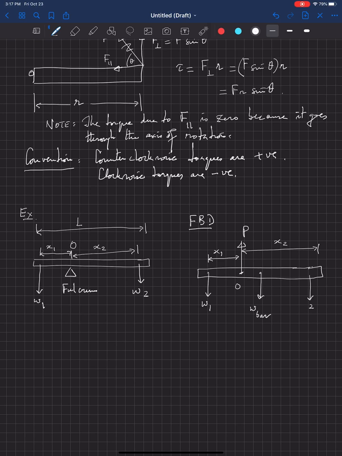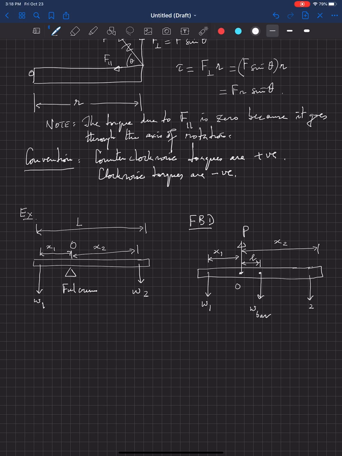Okay, and let me assume further that this distance from the center of the bar to the axis, let me call this distance L, lowercase l. All right. So now let's write down all the equations that we can for this system. Now we've got the free body diagram, so we can go right ahead and do this.